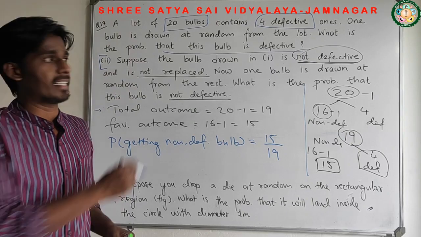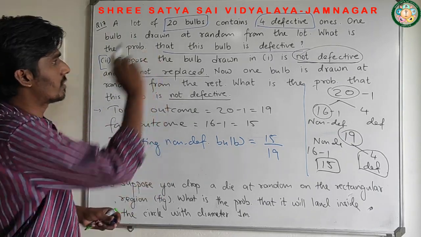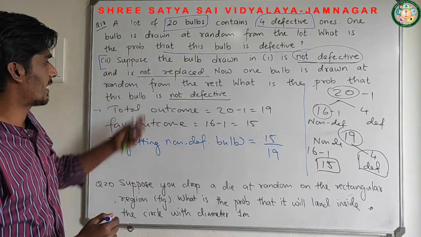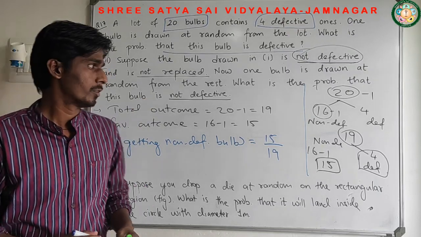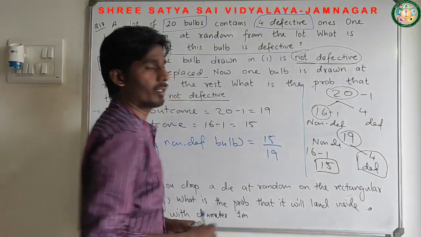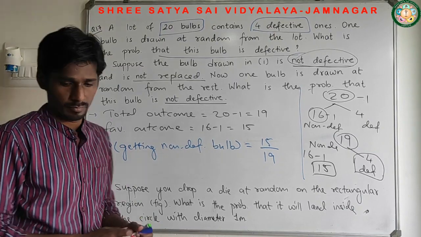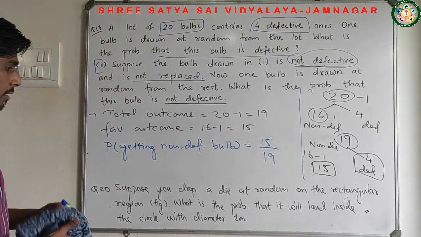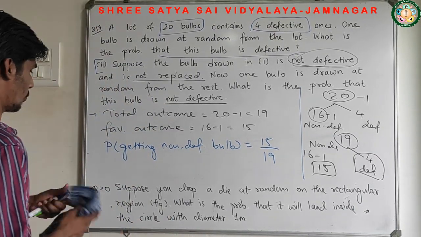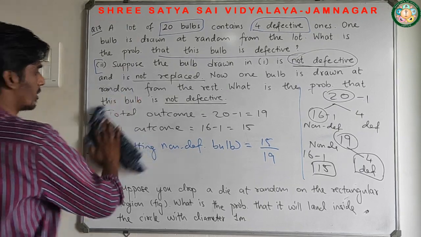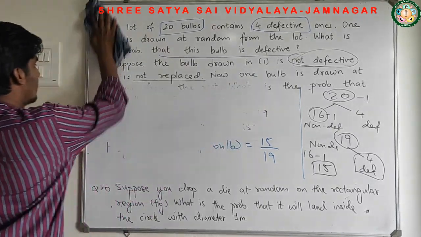Just because of the second case I explained this example. The first one is a normal one. This second part makes it somewhat tricky, as we separate one from the total outcome. Let's move to the next question, 20th. This is one of the important questions. I'll explain why it's important.